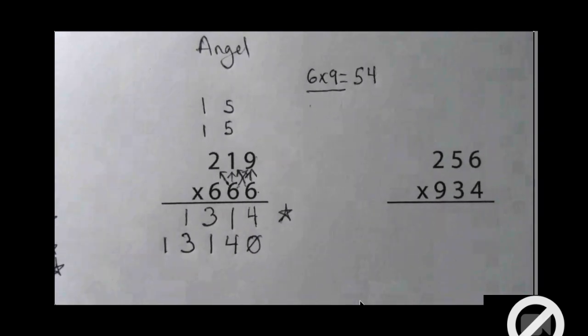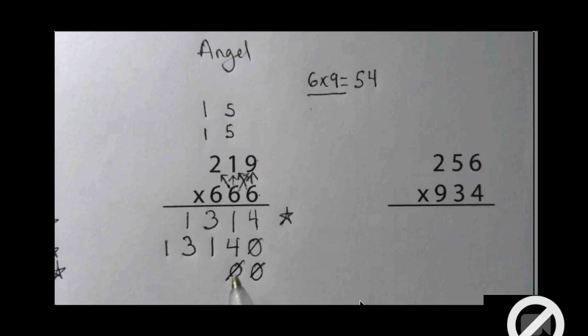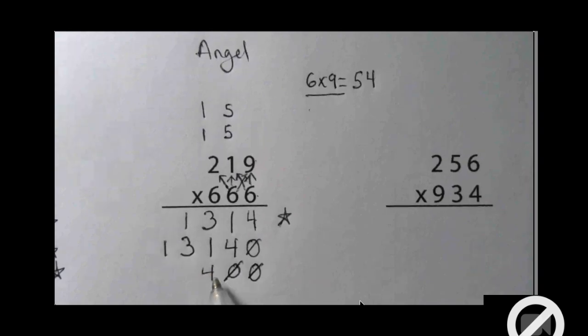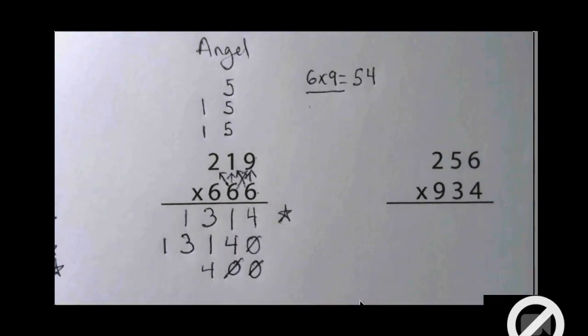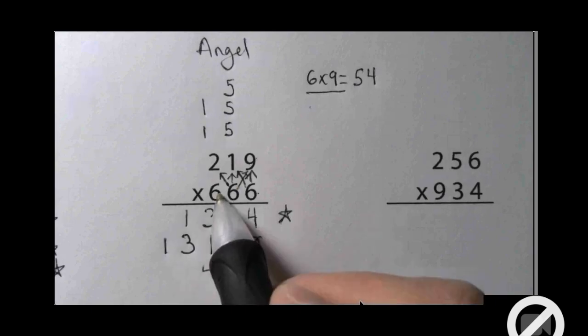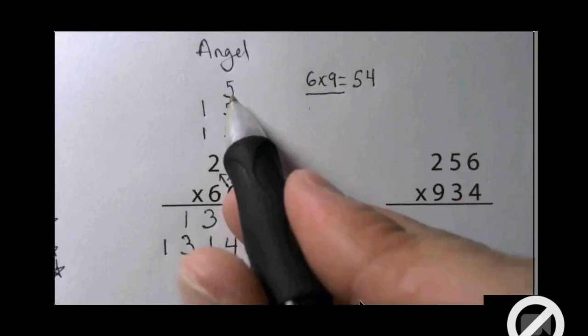What do you do next, Angel? 6 times 9. Yes. 54. What do you do here, though? Put 2 zeros. Excellent job. And then what do you write here? 4. And carry the 5. All right. And what do you do next? 6 times 1, 6 plus 5, 13. Okay, so what do I write here? So you multiply this one. Angel, 6 times 9 is 54. Carry the 5.